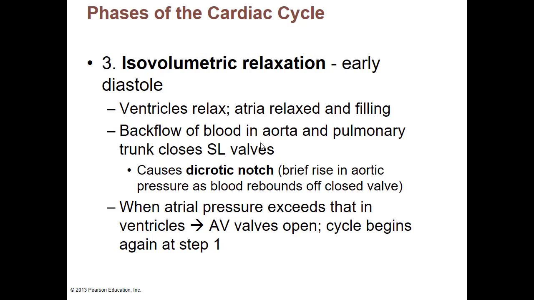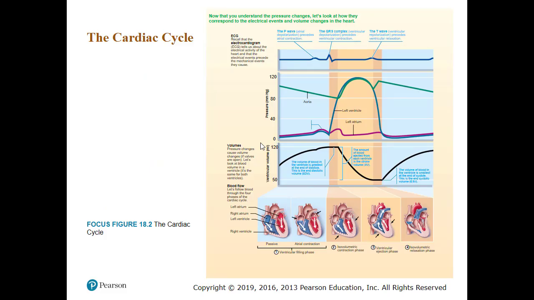And when that blood comes backwards and snaps shut the semilunar valves, we can actually see a quick increase in blood pressure. It's called the dicrotic notch. You'll see it on my next picture. At that point, you now have all your valves closed as well, and so it's called the isovolumetric relaxation. You're still just filling with blood, but we close the semilunar valves and we still have the AV valves closed.